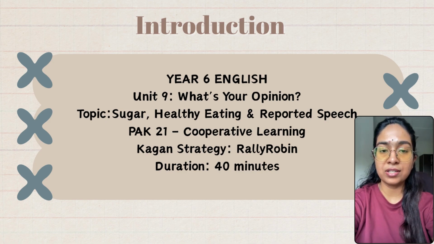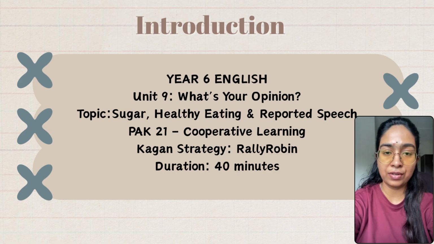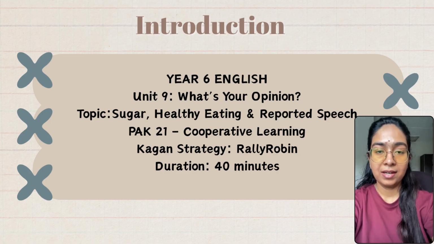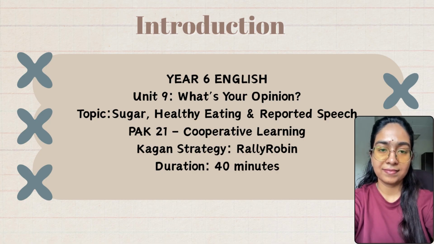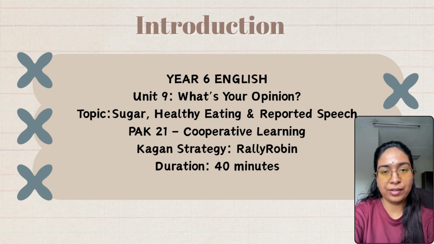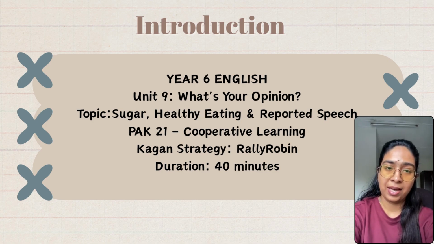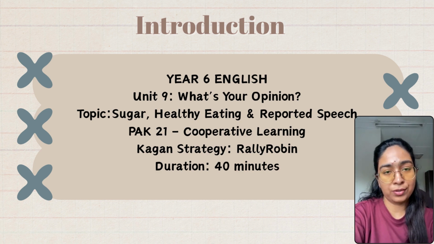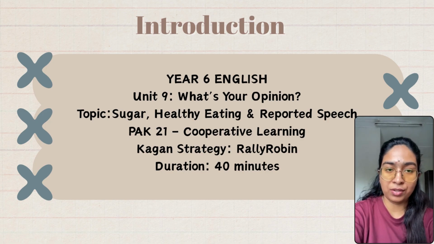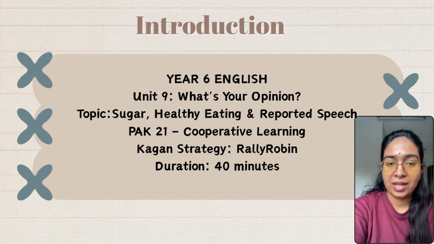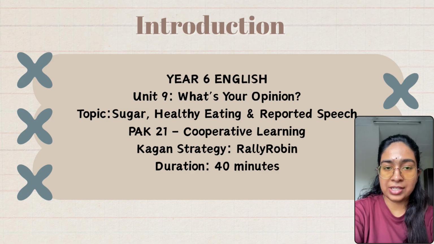Also, the teacher will conclude the lesson while emphasizing the moral of the story. So overall, our lesson combines English language learning, cooperative learning, and 21st century skills. Through the use of Rally Robin, pupils are given opportunities to speak, listen, and share opinions, cooperate with their peers, and develop logical arguments. That concludes our introduction and briefing.